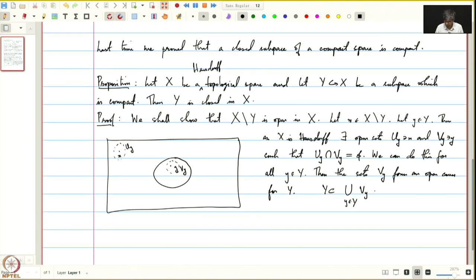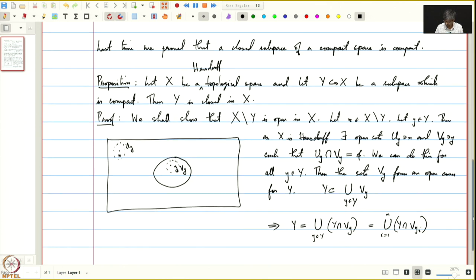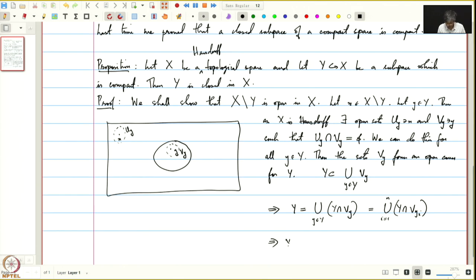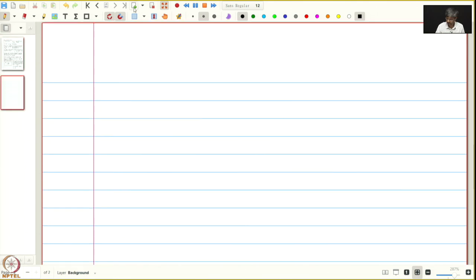So this implies that Y is equal to the union, y in Y, of Y intersection V_y. And since this is an open cover, this has a finite subcover, so this is equal to the union, i equal to 1 to n, of Y intersection V_{y_i}. So this implies that Y is actually contained in the union of finitely many of these V_y.